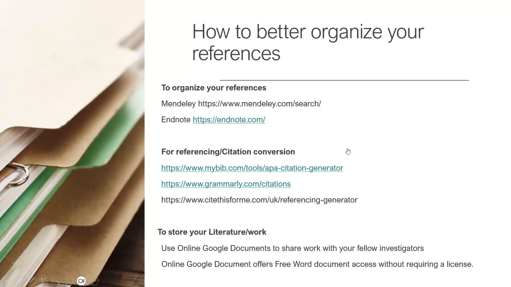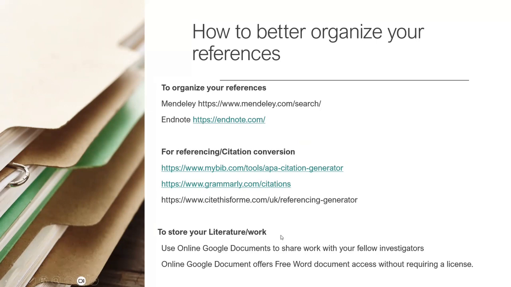And there are certain websites that you can use for citation conversion. Some people are not good at converting references from one style to another, for example APA or Vancouver or Harvard style. These are various websites you can use, and they will automatically generate citations for you. They will convert from one form to another for you.